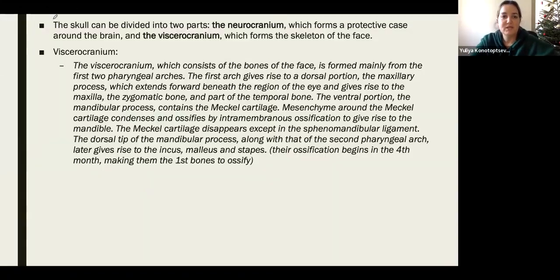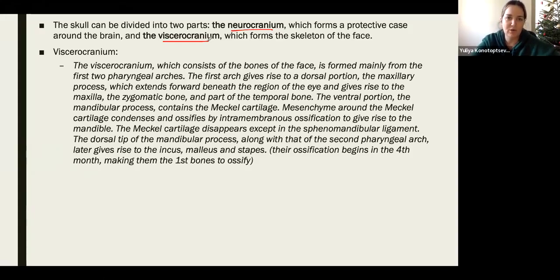So generally speaking, the skull can be divided into two parts. We have the neurocranium and we have the viscerocranium. Viscerocranium, this is the skeleton of the face, and we have covered it yesterday when we did the pharyngeal arches.